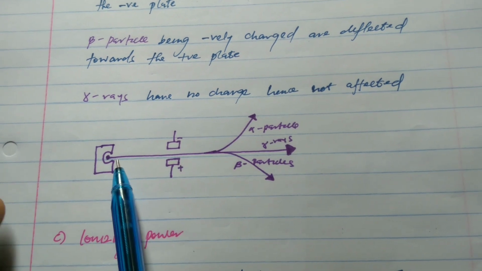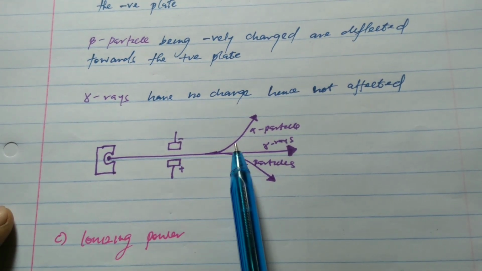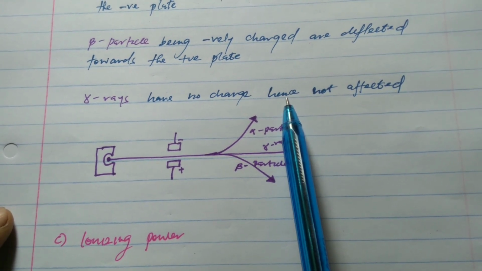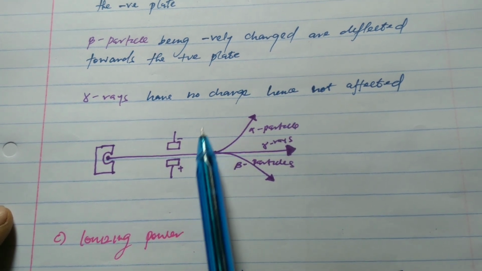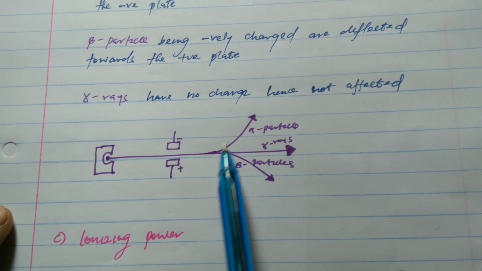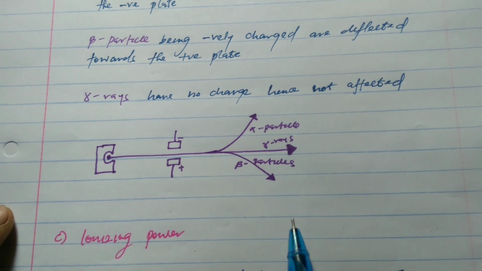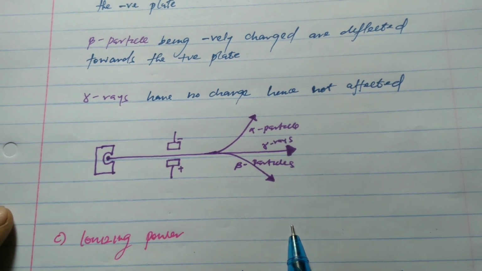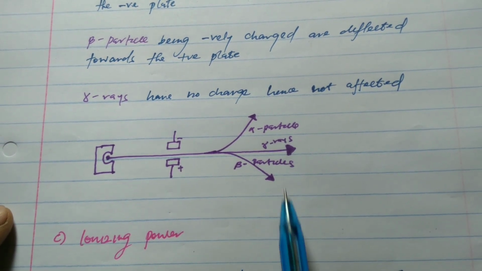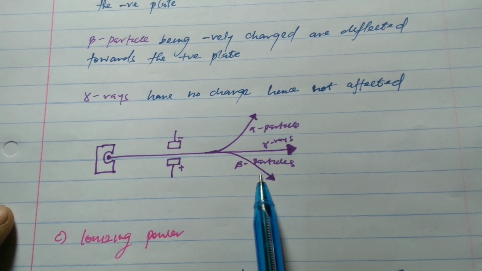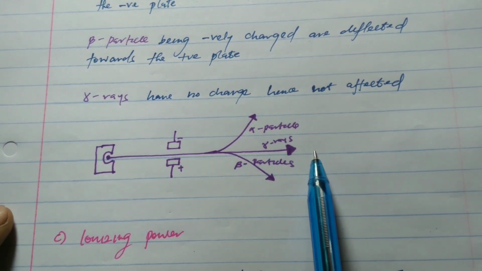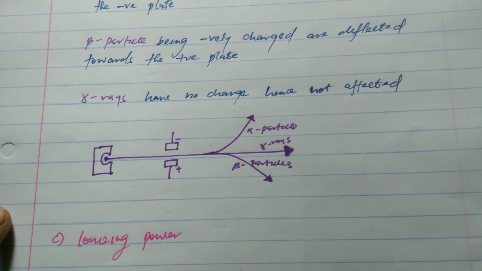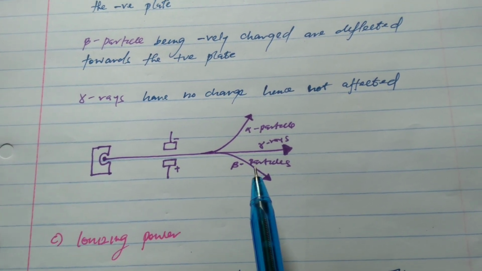As shown here in the electric field, alpha are deflected towards the negative plate because they are positively charged, while the beta particles are deflected toward the positively charged plate because they are negatively charged, and gamma rays are not deflected because they don't have any charge.